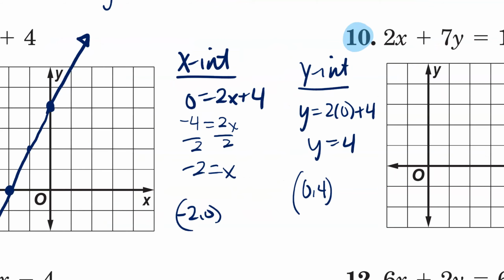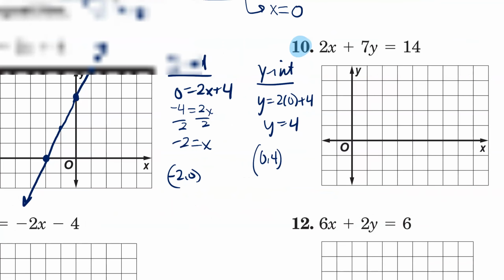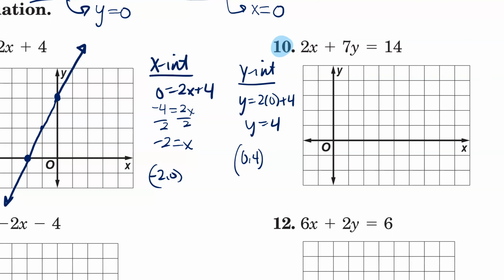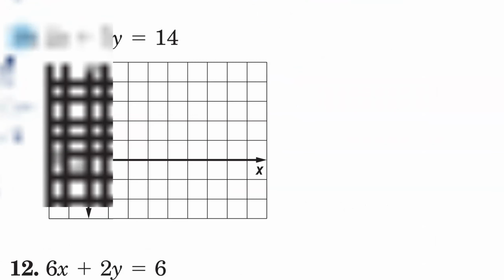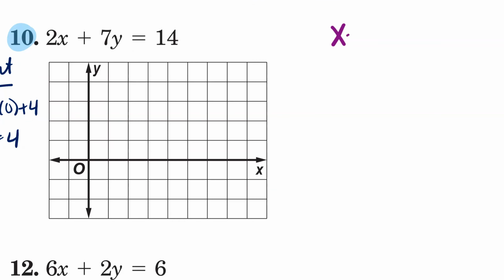Okay, let's try number 10 if you haven't already. I'll zoom over a little bit. Okay, so let's find the x-intercept. I'll give you guys a little bit of time to try this yourself.